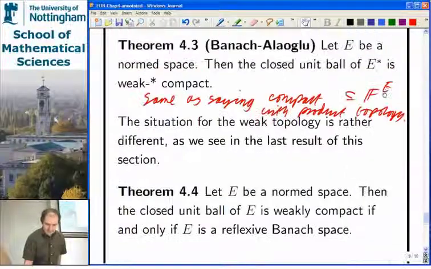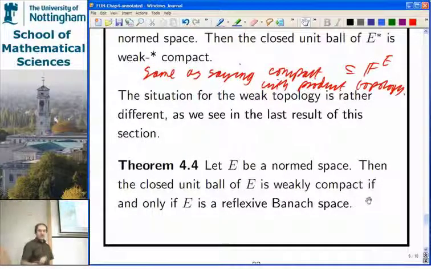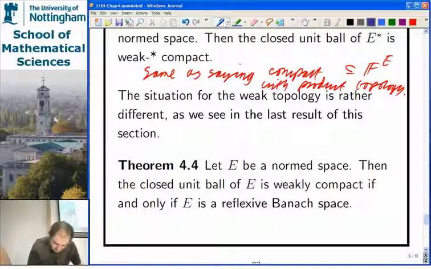So then the final comment is one I've made already, and I have actually given you enough facts to prove this. If you put all the facts I've told you together, we didn't prove them all, but if you look at all the facts I mentioned earlier, you could just about do this now. The closed unit ball of E is weakly compact if and only if E is reflexive, that's if and only if E hat equals E double dual.